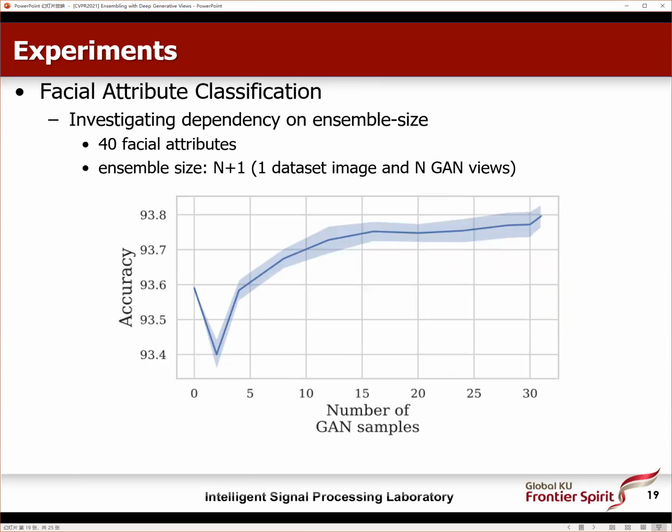And then how about the sample size? How does it influence the accuracy of the classification? So it does some kind of ablation studies of the GAN samples. The GAN samples means N here. If we increase N, the number of GAN samples, we can get an improvement of the accuracies. So basically in the rest of the experiments, N is 31 GAN views, 31 generated samples plus 1 real image. So this is what this figure wants to say.